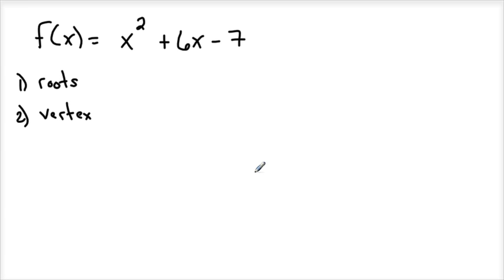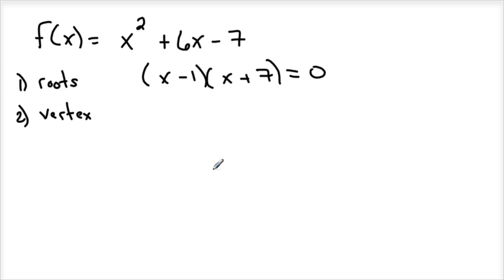The roots of the function, we go about it by simply factoring. x squared plus 6x minus 7. What can we factor this into? x minus 1 and x plus 7. Very good. So (x minus 1)(x plus 7), set equal to 0, because we want to find out when the function equals 0.